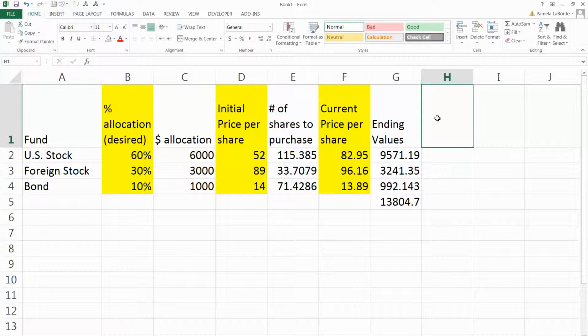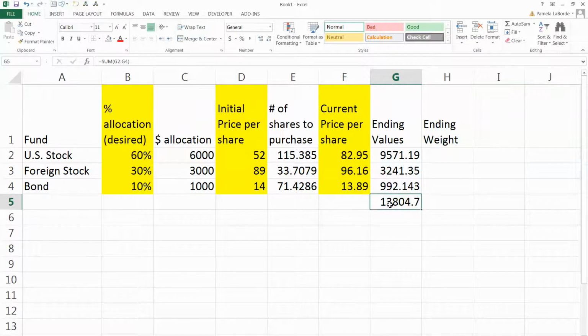Now at this point there's a couple of things I could do. What I want to do is calculate my ending weight. There are a few different approaches you could use, but I'm just going to pick one. To find my ending weight, I know my total value of my portfolio is this $13,804.